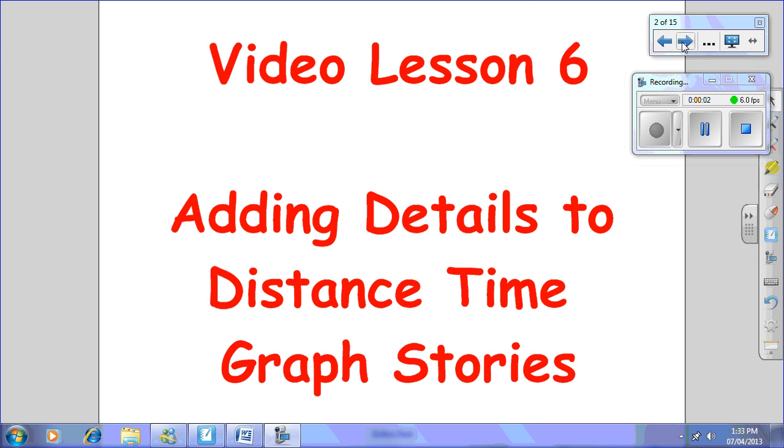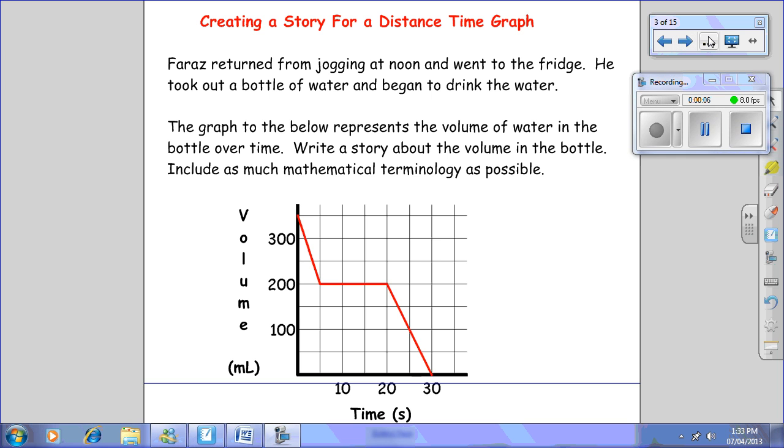Applications of linear relations, and adding details to distance-time graph stories. If we consider the example as shown on the graph below, it's talking about Faraz, who returned from jogging at noon and went to the fridge. He took out a bottle of water and began to drink the water.